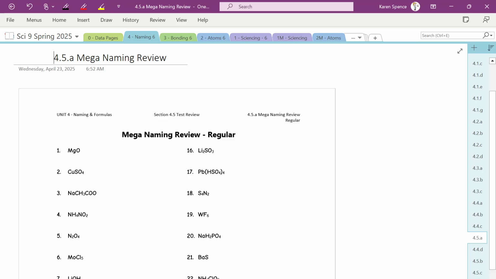There you go. Okay. I have a question. Yes. Is this just like the whole thing? So this is going to be magnesium oxide? Yep. Oh, okay.